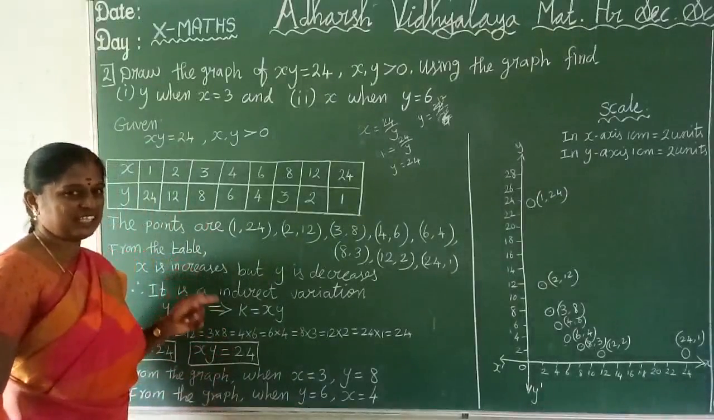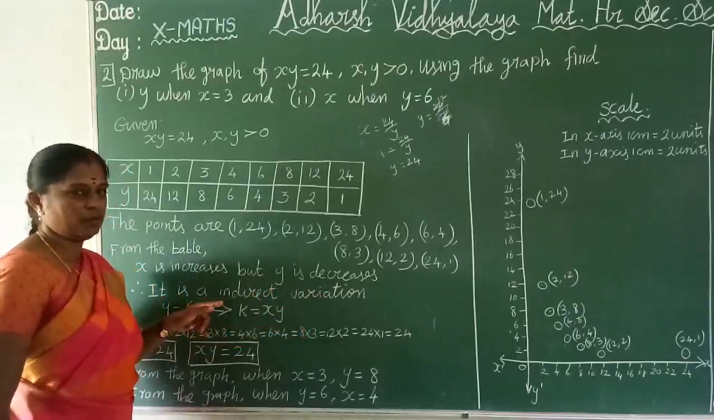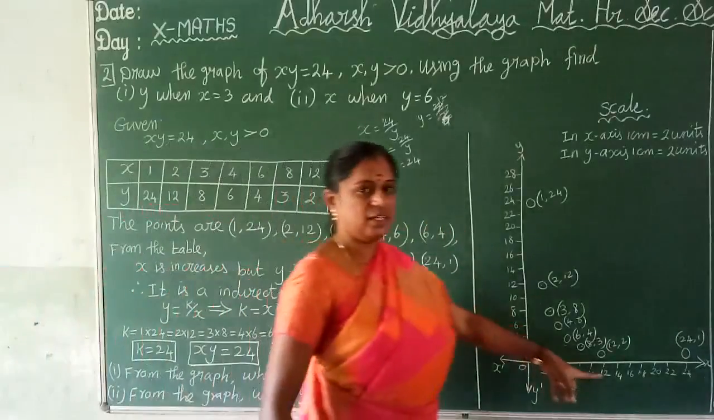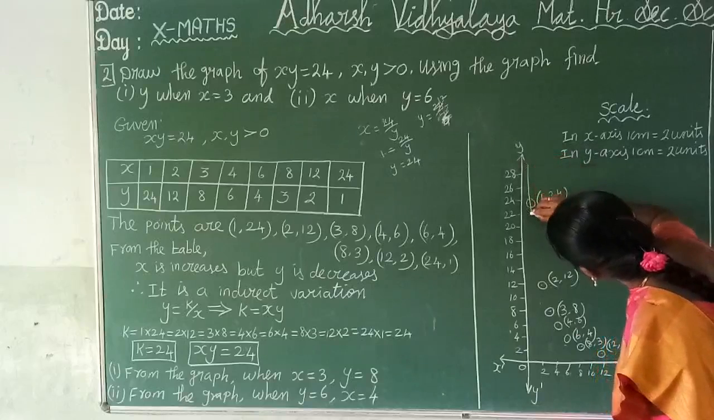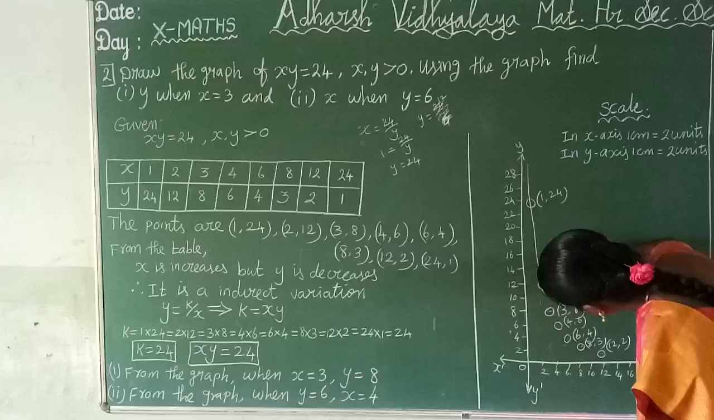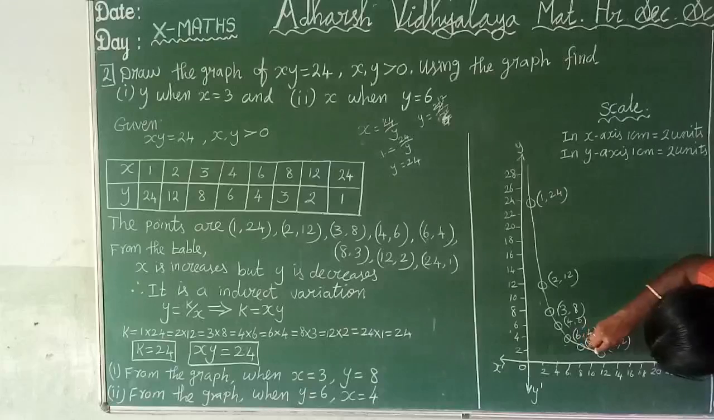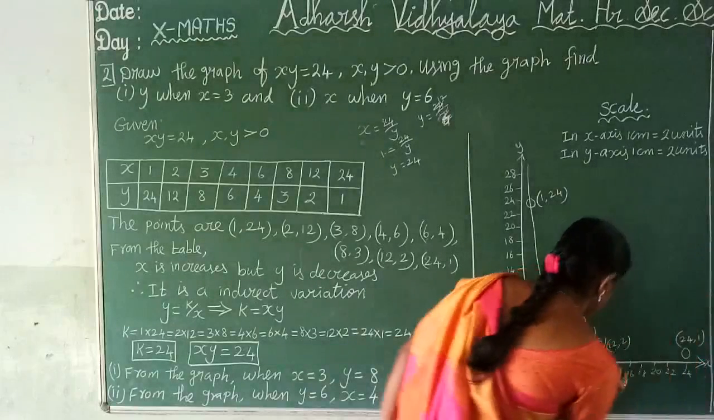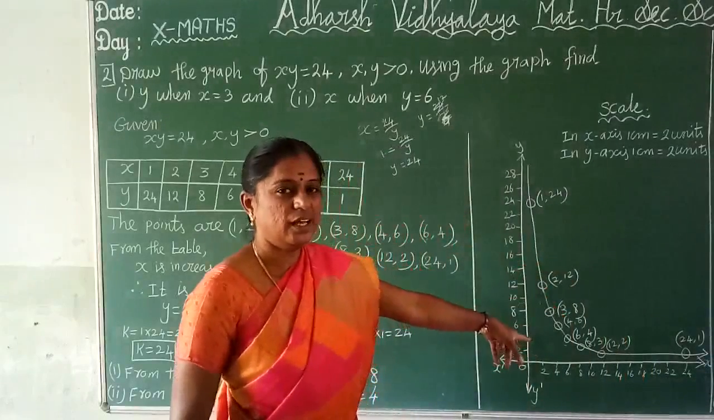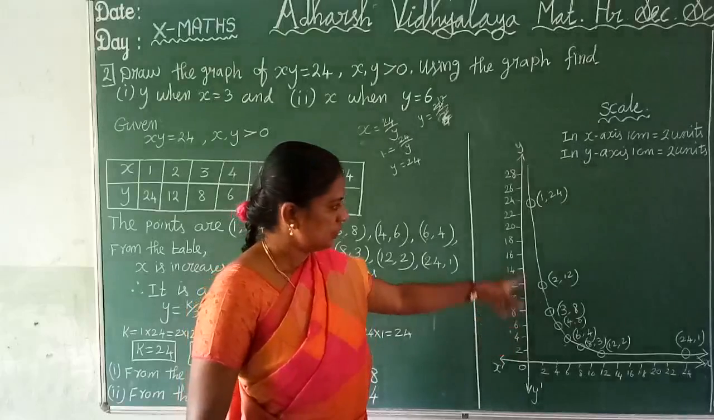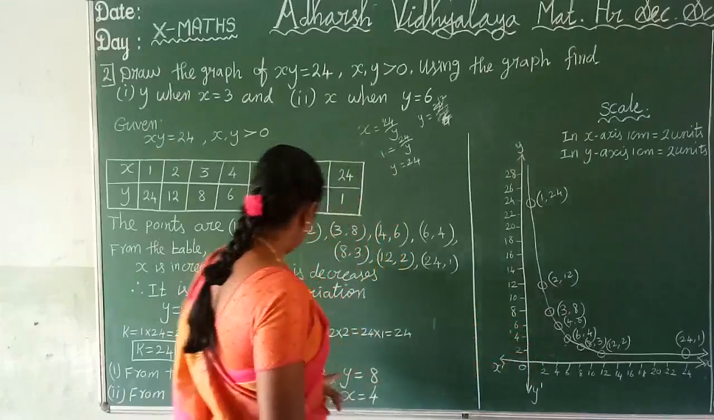Here we already see direct variation and indirect variation. Direct variation is a straight line. Indirect variation means what? Rectangular hyperbola. So when you join, we get the rectangular hyperbola. You join the line carefully and write the points and equations.